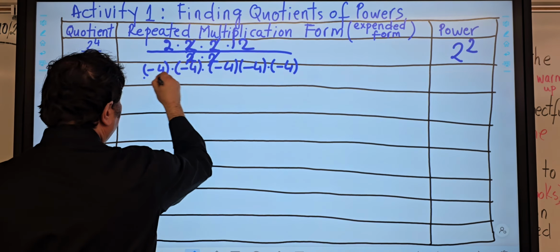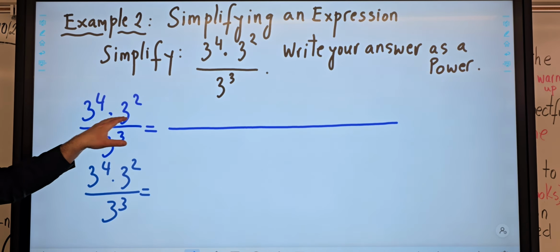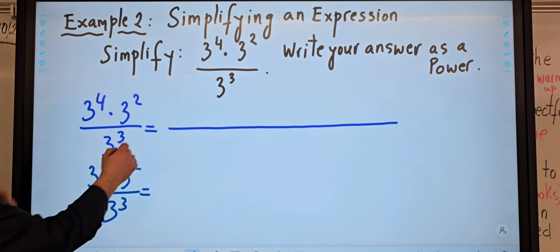So we have 3 to the 4th power times 3 to the 2nd power divided by 3 to the 3rd power. And let me do it with you guys using two different forms, two different modalities. The first one, we can use the extended form. So if we use the extended form here, we have 4 3s and another 2 3s. So altogether we have 6 3s.